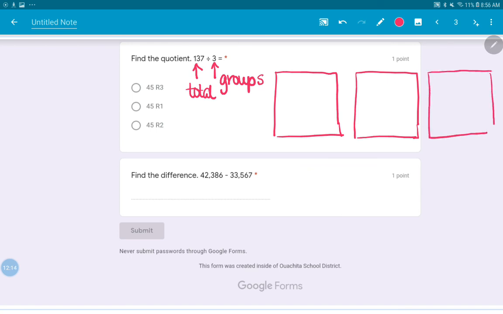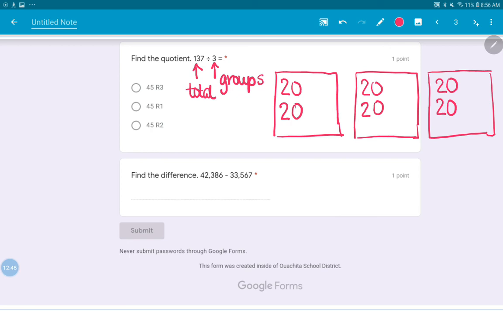Anybody have an idea what we might want to start with? What are you thinking, Dylan? 20s. 20s, okay. So 20, 40, 60. Now what? Go one more time. Another 20. So that's 80, 100, 120. And then go by 1.